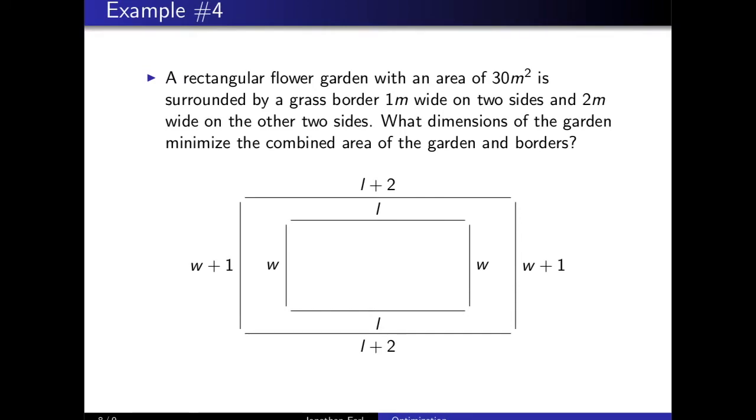Okay, so we'll define all of our variables as this. We'll have side lengths of W and L. So L and W will be the side lengths for the original garden. And then the side lengths of the entire structure will be L plus 2 and W plus 1.